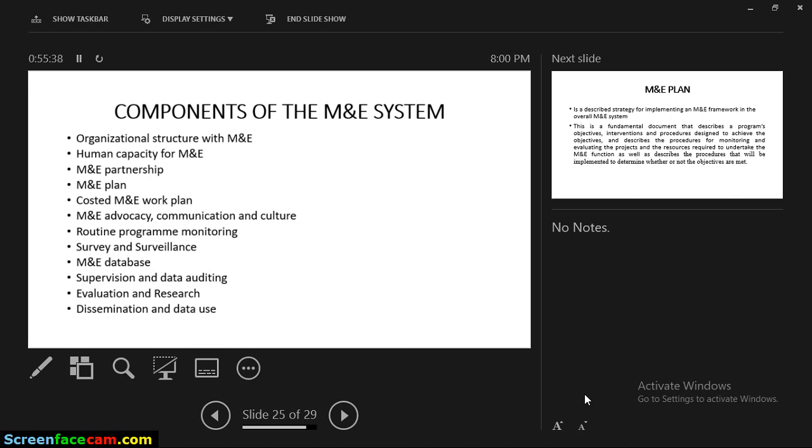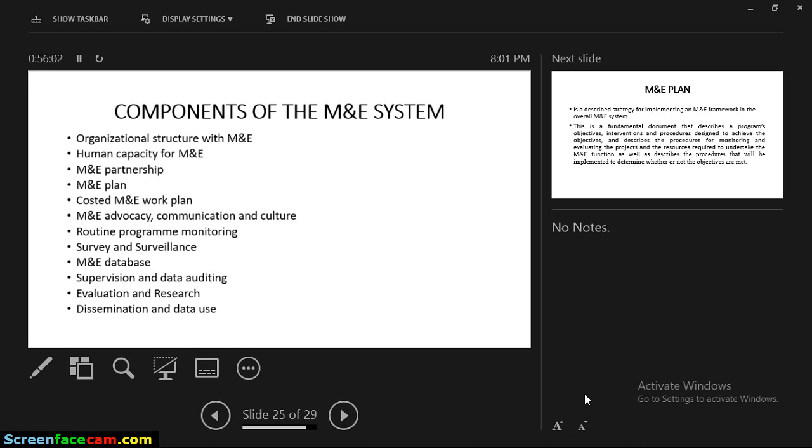Are we together? We need to have an M&E plan. Very important. We'll look into details of the M&E plan, because that's the backbone of monitoring and evaluation. Without the plan, you can't do anything. You need to document everything.